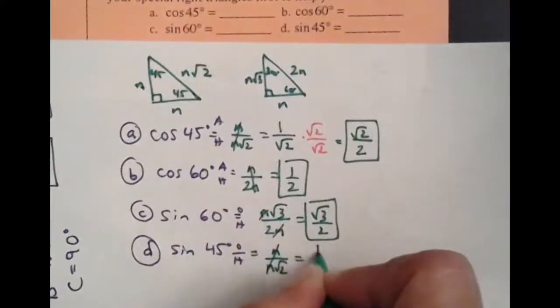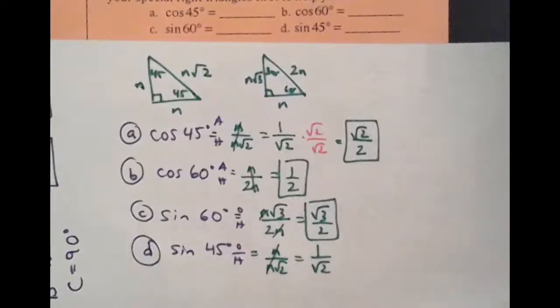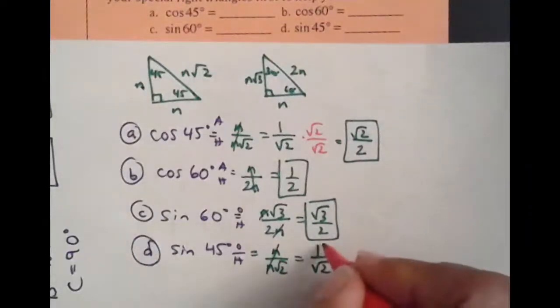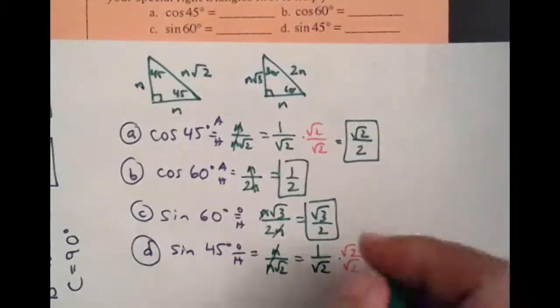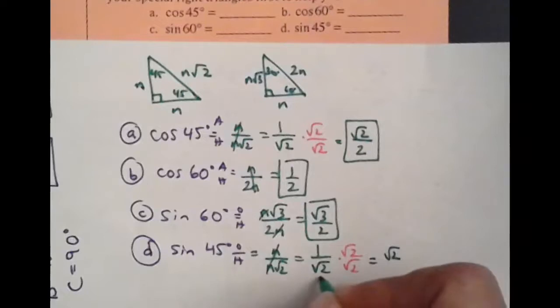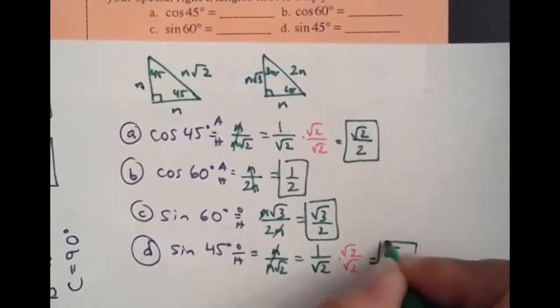The n's cancel. The root 2 is in the denominator, so keep it on the bottom by putting a 1 divided by it. Can't leave your answer like this. You have to rationalize. So 1 times square root of 2 over square root of 2. Square root of 2 times square root of 2 is just 2.